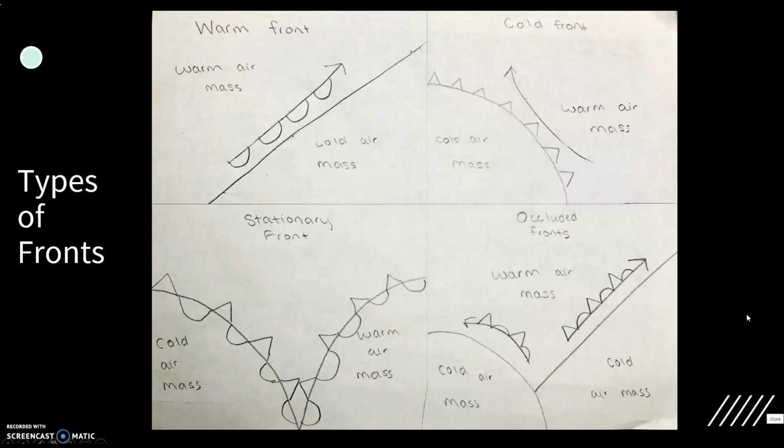The next topic we're going to be talking about are the types of fronts. A warm front is when warm air occupies territory that was originally covered by cool air. The warm air overrides the retreating wedge of cold air. This produces clouds and precipitation. They can also bring cumulonimbus clouds and thunderstorms.